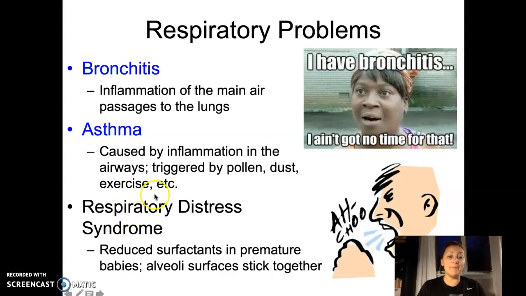And so respiratory distress syndrome is when they don't have enough of that surfactant, that fluid that's supposed to be there, being formed in their lungs, and so they get stuck together. Makes breathing very difficult. And that's where we're going to leave with the respiratory system.